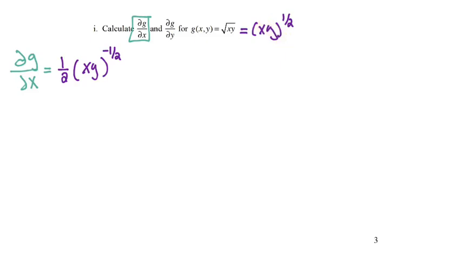But now we need to take the derivative of the inside, but remember, this is a partial derivative about the x variable. So we need to do this focused on x, where x turned into 1. So we just have 1 times y, or y. And then we need to rewrite our answer.